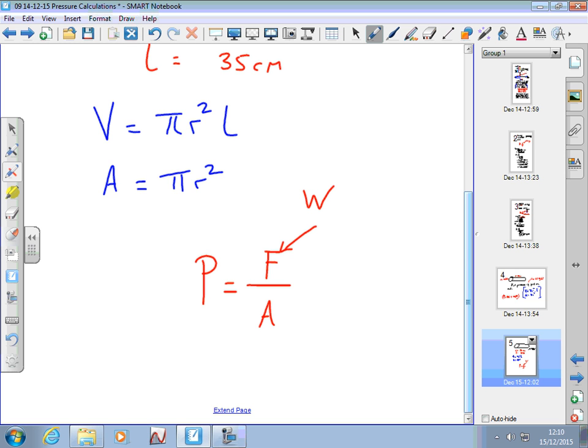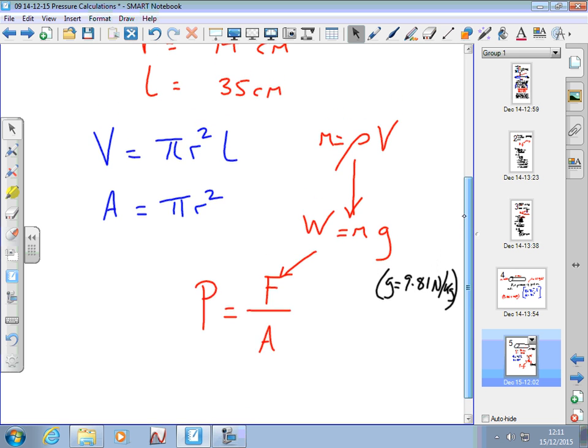And the weight is mass times gravity. And I know that G, it's always the same number, G equals 9.81 newtons per kilogram. And the fact that that's in kilograms means that when I get my mass, that needs to be in kilograms, so I can work out the weight. I don't know the mass, but I do know that the mass is given by the density times the volume.